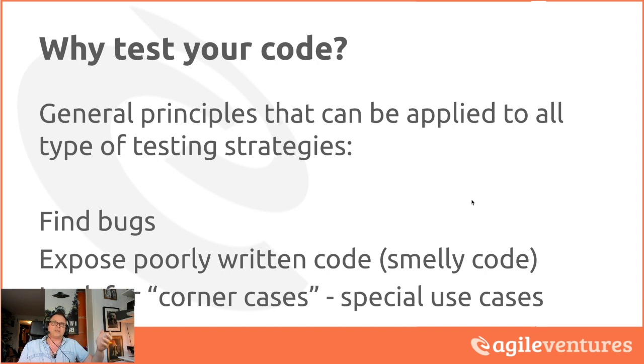Again, these are general principles that can be applied to all types of testing strategies, whether they are manual or automated. You want to find bugs, and you want to expose poorly written code. We call it code smells, smelly code. And then look for corner cases, special use cases of your software. What happens if somebody doesn't input the right type of data, and so on. And you can expose these kinds of things in manual testing, again, time-consuming and costly, or in automated tests, which is faster, less expensive, but takes more work, because you have to write those scripts one way or another.